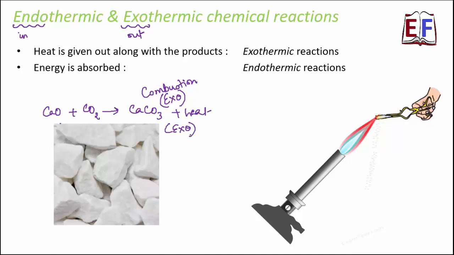Now, what about endothermic reactions? Let's take this example. When magnesium combines with oxygen, it forms magnesium oxide. But for this reaction to take place, we need to provide heat. So if you remember, we actually heat the magnesium ribbon. So heat is an input in this case. So therefore, this is an example of endothermic reaction because we are giving heat as an input for this reaction to take place. So that's endothermic.